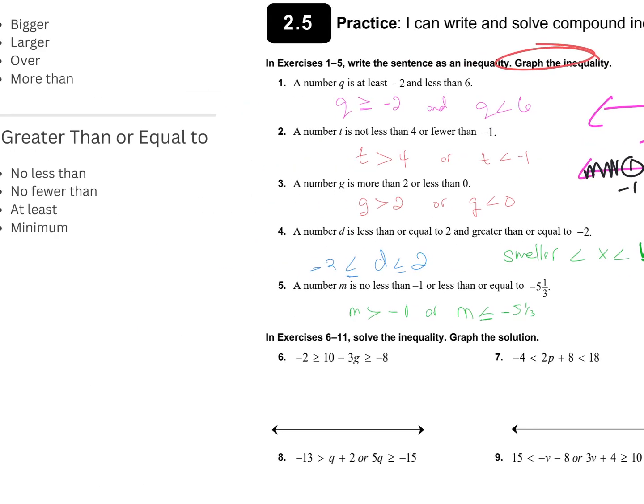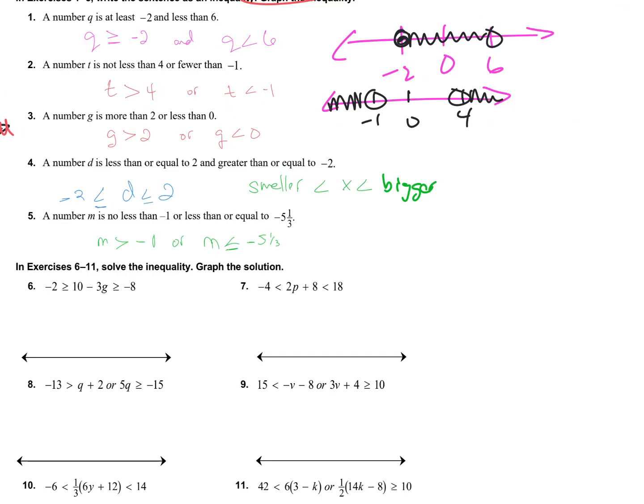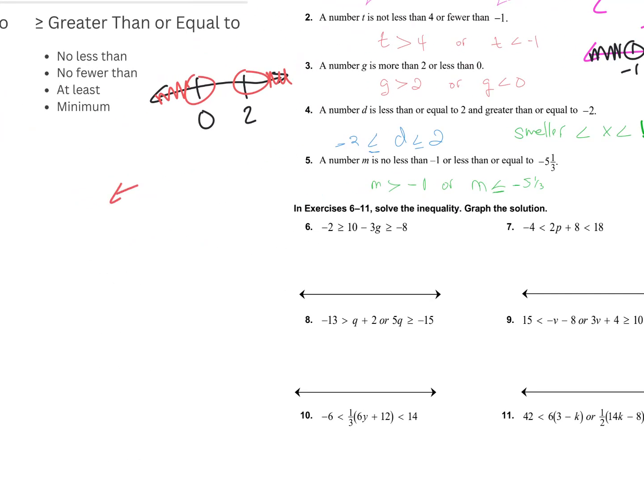The next one, I'll just scooch over here, why not? We got a number G is greater than 2, so open dot. G is the numbers that are less than 0. G is the numbers that are greater than 2. And that's what an or looks like, so we're good to go. Next, between that and that, -2, 2, 0. We have a closed dot on -2. We have a closed dot on 2. And it's in between because that's what an and looks like.